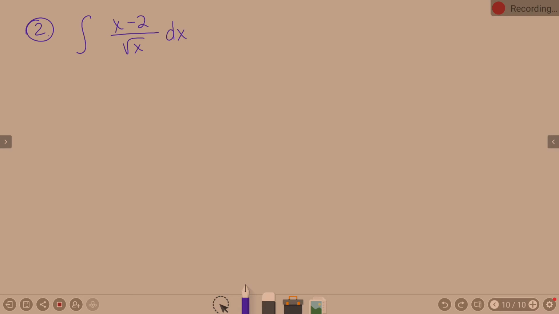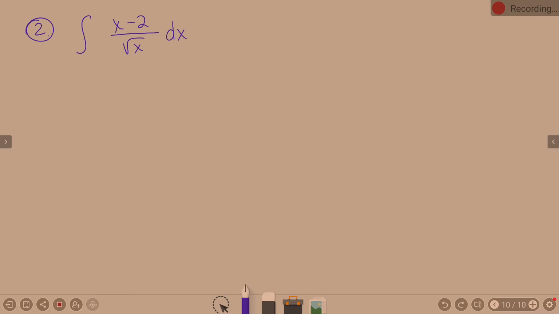As number 2 looks now, it's kind of ugly, and I don't really have a way to work with that. However, that denominator is one term.